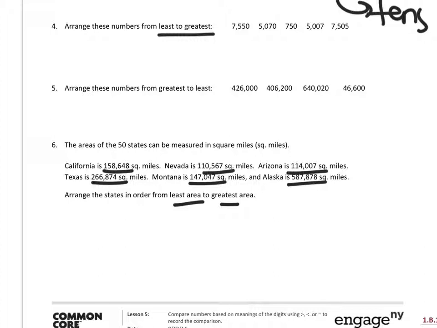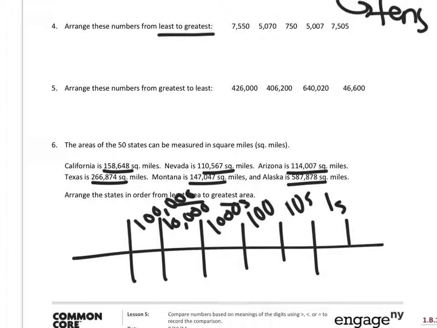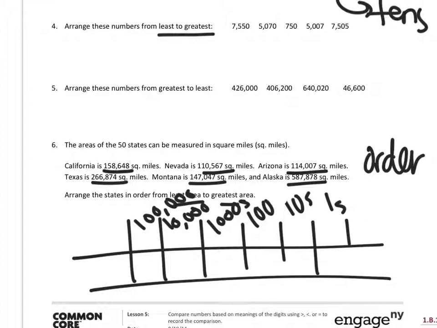The first thing I would do is have students maybe make that place value chart. When they do that, they're going to need ones, tens, hundreds, thousands, 10,000s, 100,000s. Once they do that, they can place each number in there, and then they can start to compare the values. Once they can compare the values, starting with the greatest value, they're going to write them in order from least to greatest.